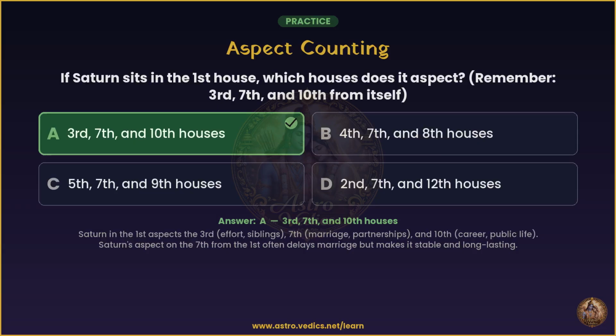The answer is A, 3rd, 7th, and 10th houses. Saturn in the first aspects the third, effort, siblings, 7th, marriage, partnerships, and 10th, career, public life. Saturn's aspect on the 7th from the first often delays marriage but makes it stable and long-lasting.